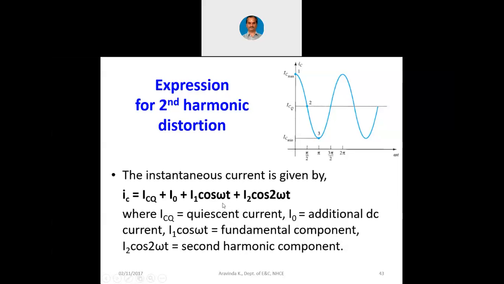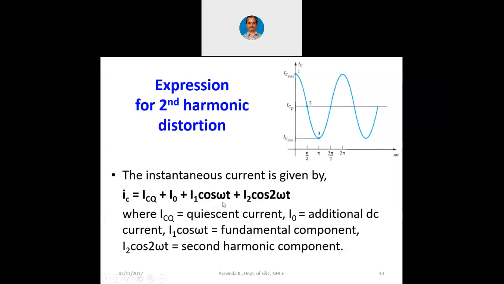Instead of sin omega t, here we are using cos omega t because at times it is easy to derive the expressions using the cos function. So, I1 cos omega t is the fundamental component. I2 cos 2 omega t is the second harmonic component. You can see here omega is the fundamental frequency. ICQ and I0 both are DC.